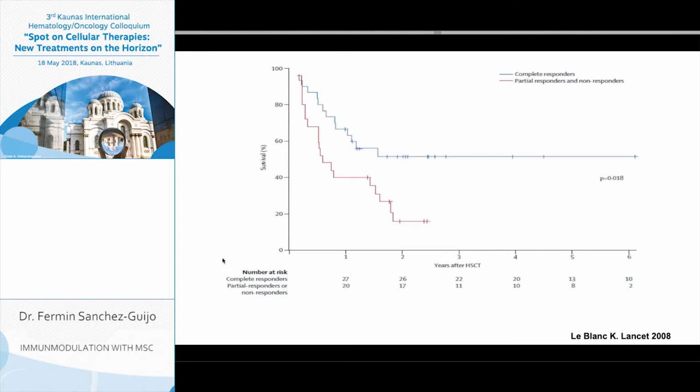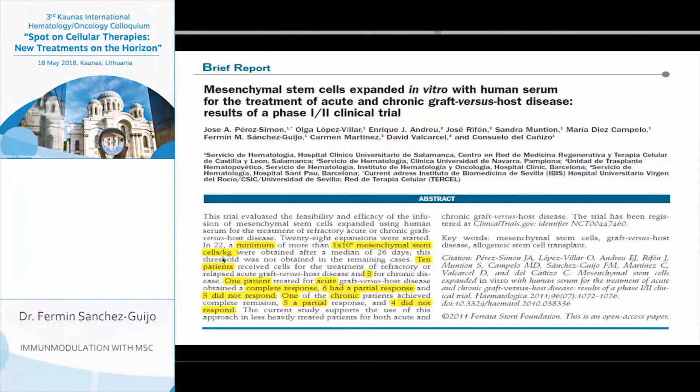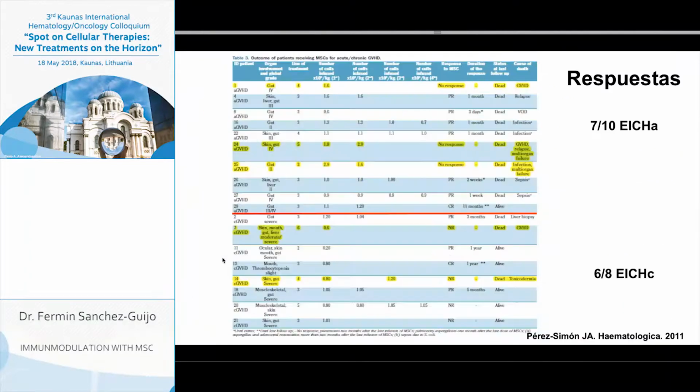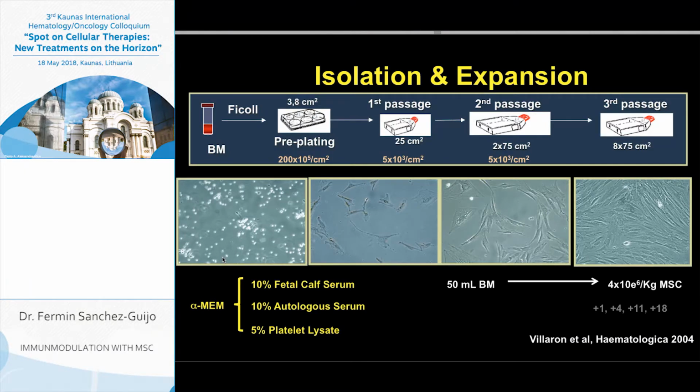In our group, we've worked in a couple of phase 2 clinical trials. In the first, the cells were used with autologous serum, but again, you see overall responses of around 70%, with complete responses around 50%. We've moved during cell production from fetal calf serum to autologous serum, and currently we're using platelet lysate, although in the HOVON trial we're using fetal calf serum.